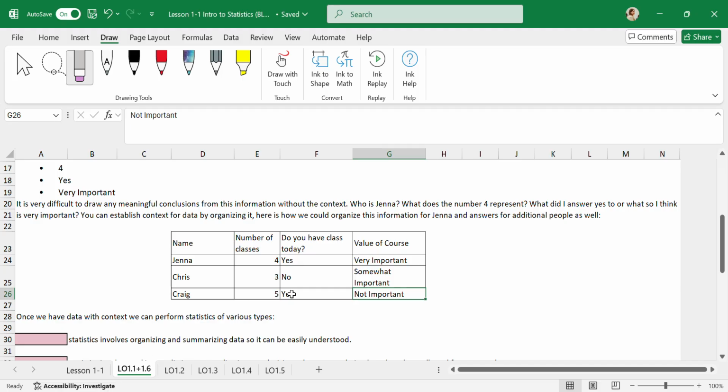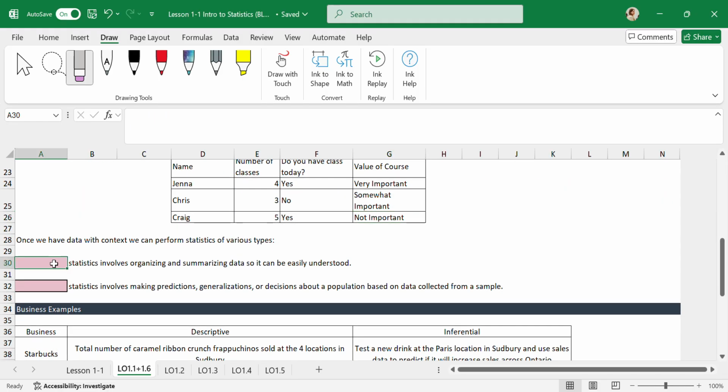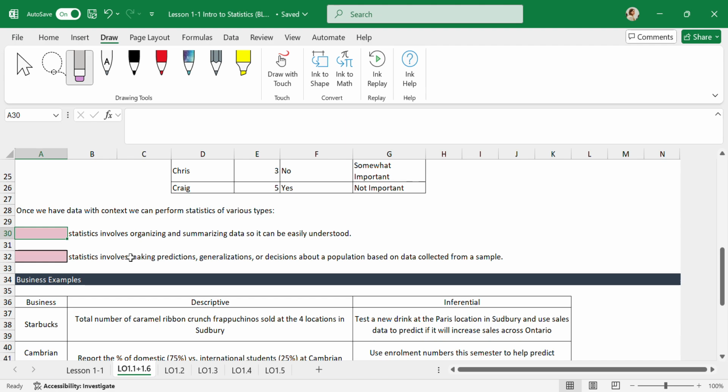Once we have data that actually has a context, so that means we understand what the values mean, then we can actually start to perform the study of statistics, where statistics are tools and techniques to collect and analyze the data to make meaningful decisions from it that will help you in business. When we talk about doing statistics, we're going to learn two main types of statistics in this course. We call those two main types descriptive statistics and inferential statistics.